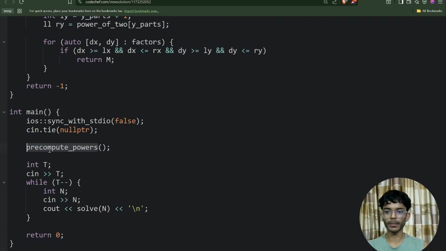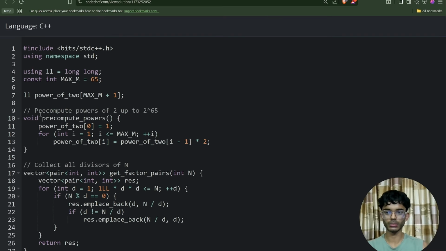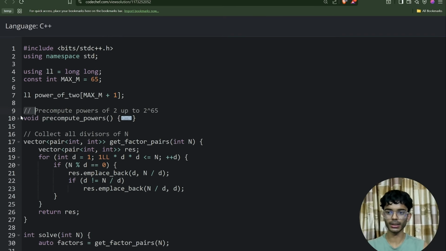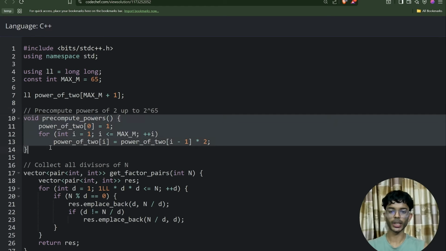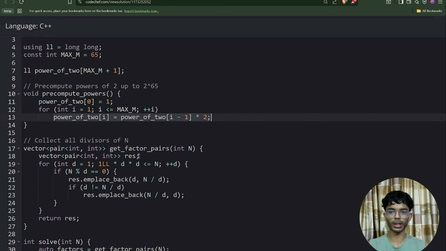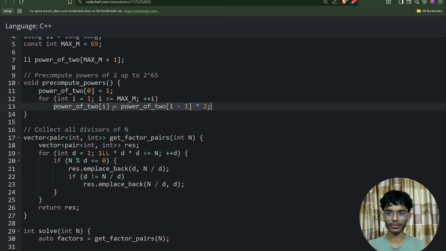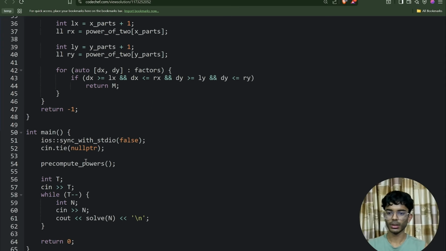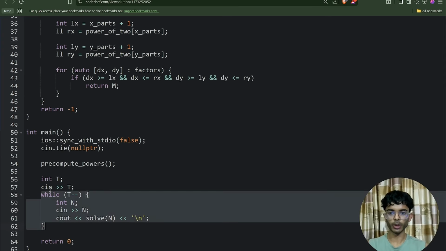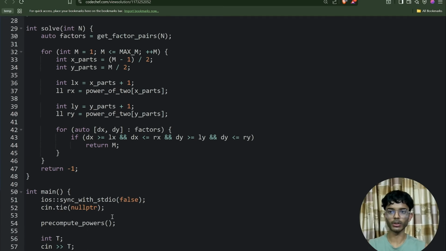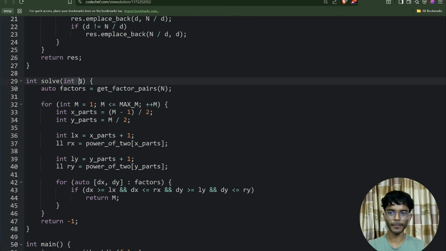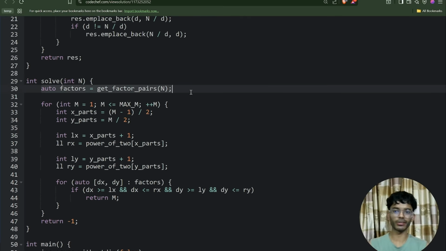So we'll start by pre-computing the powers of 2 just to make it faster. So we are pre-computing all the powers of 2 up till 65. And then we are running a loop for each test case where we are calling solve for this particular value of n. We'll get all the factors of n.